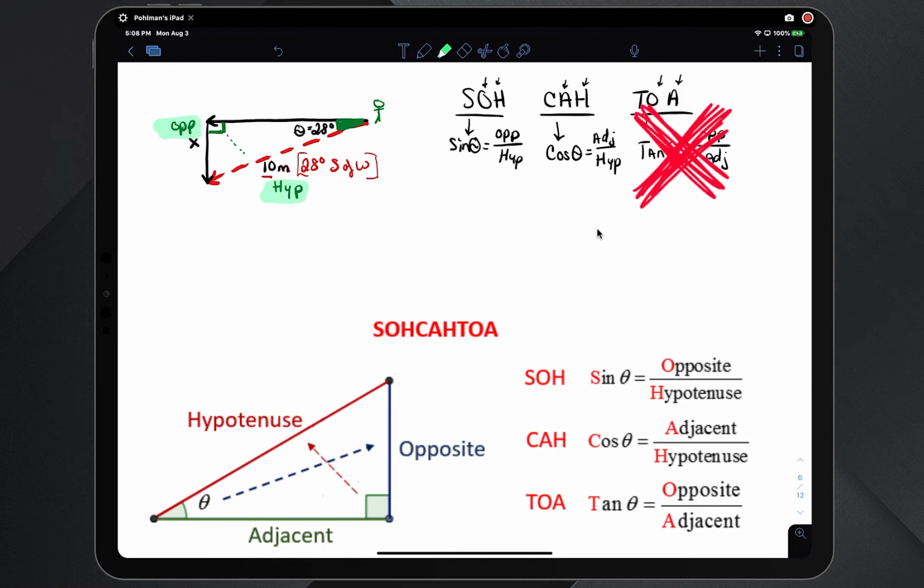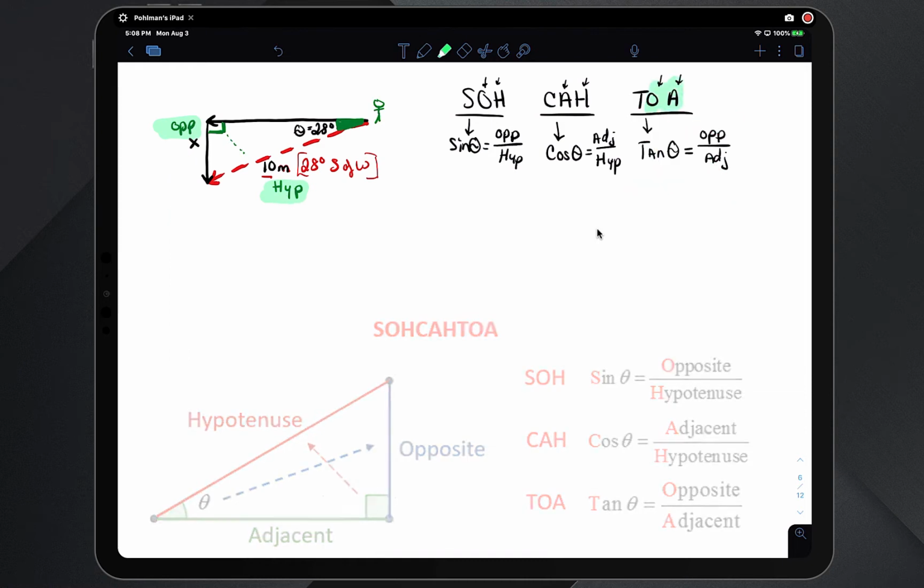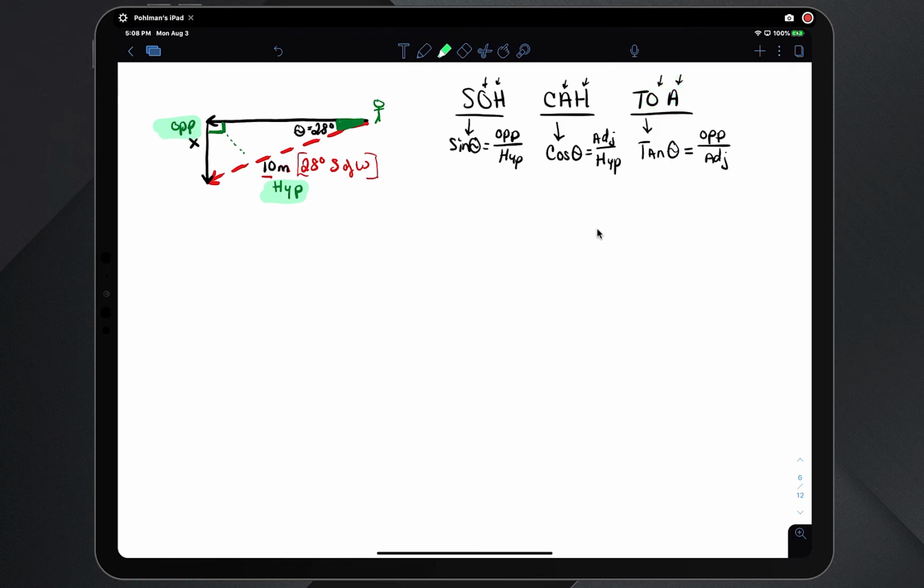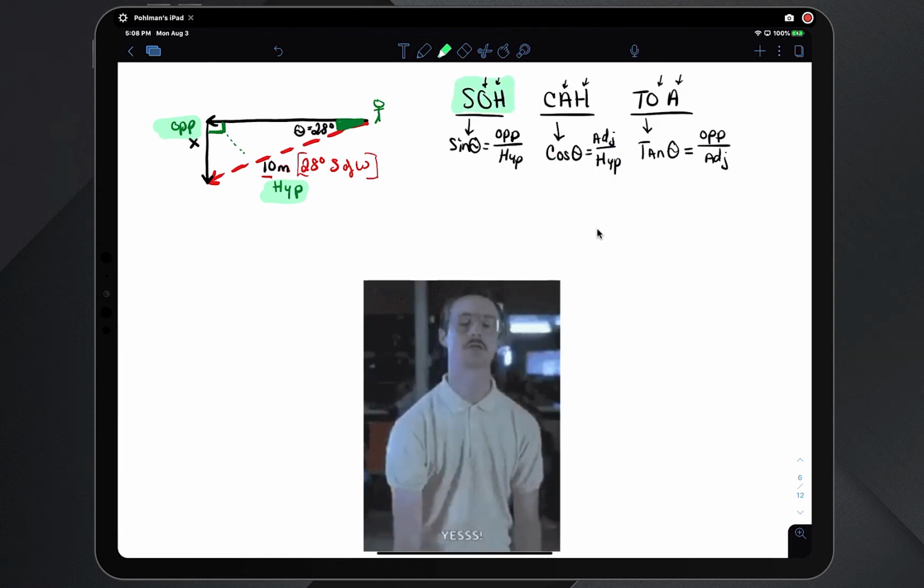Tangent does not have it. Tangent has opposite and adjacent. That's not going to help us out. Cosine has adjacent and hypotenuse. That's not going to help us. But sine, however, does have opposite and hypotenuse.